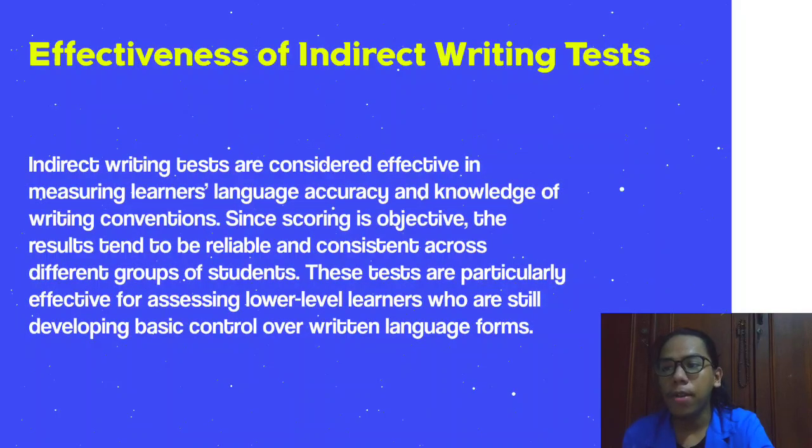Next is the effectiveness of indirect writing tests. Indirect writing tests are considered effective in measuring learners' language accuracy and knowledge of writing conventions. Since scoring is objective, the results tend to be reliable and consistent across different groups of students. These tests are particularly effective for assessing lower-level learners who are still developing basic control over written language forms.